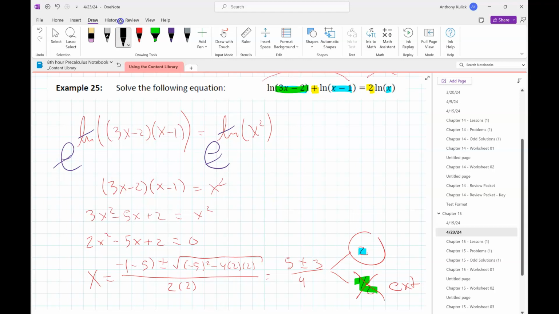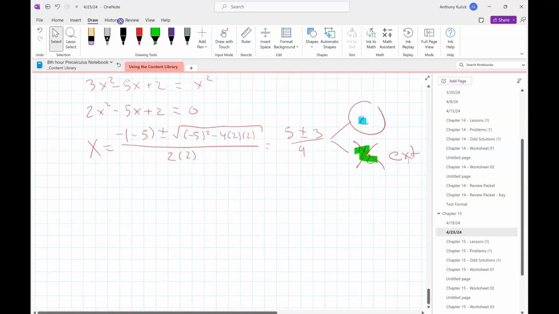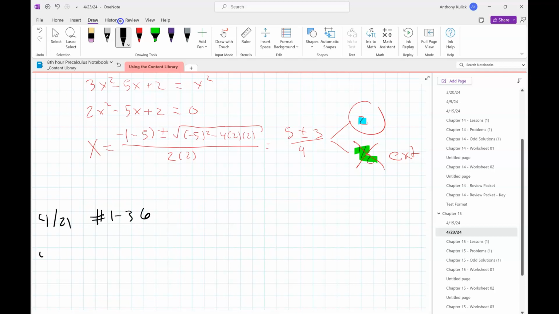This is where I'm going to finish for today. Last time we assigned 1 through 36, right? That happened on the 21st. Today, we're assigning 37 through 130. Next time we meet, you should expect a homework quiz. That'll just really be on 15.1 and 15.2. So if you do that 1 through 36, you should be good to go.